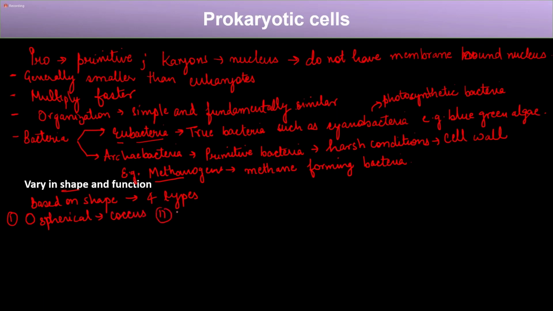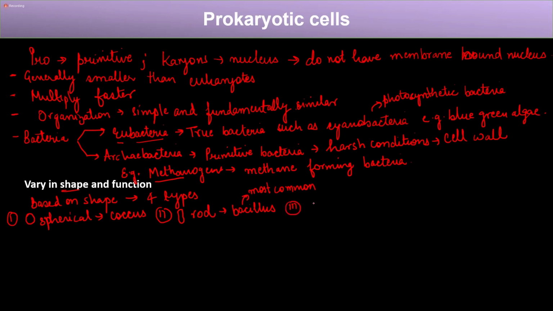Second type is if it is rod shaped, something like this. If it is rod shaped, it is known as bacillus. And this type of bacteria is the most common type. So the most common type of bacteria is bacillus.